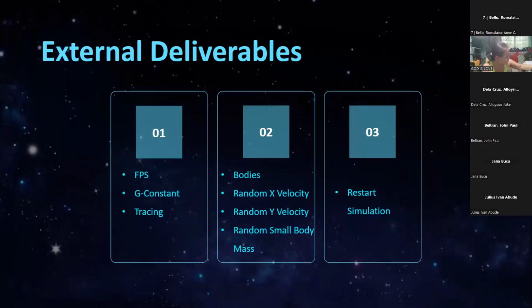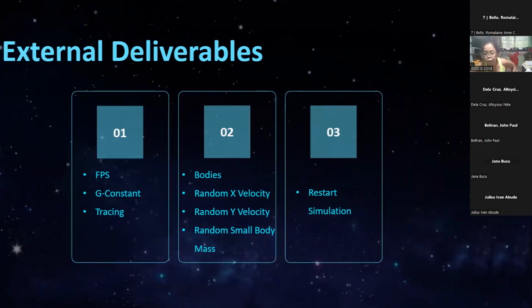So for our external deliverables, we have first the FPS, G constant, and tracing, which will be seen in the GUI of the application. Number 2 is the bodies, the random X velocity, random Y velocity, and random small body, which are also variables you can change after restarting the application. And third, we have the restart simulation function that would restart the entire simulation. Okay, next.